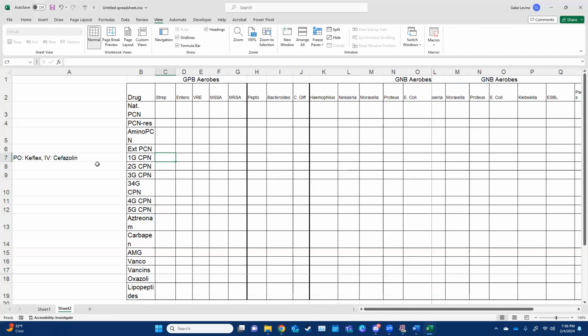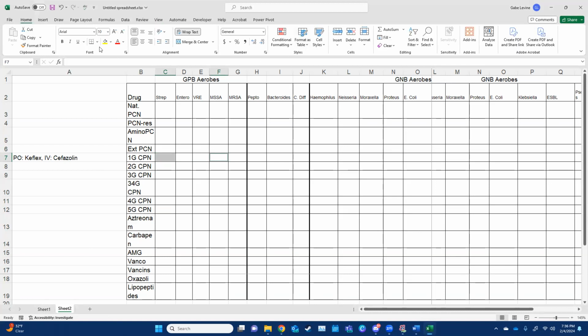When we talk about first gen cephalosporins, do they have good gram positive coverage? So do they cover staph and strep? Yes, they do. In terms of staph and strep, these drugs are very good at what they do. Do they cover enterococcus? No. In fact, do any of the cephalosporins cover enterococcus? Not really.